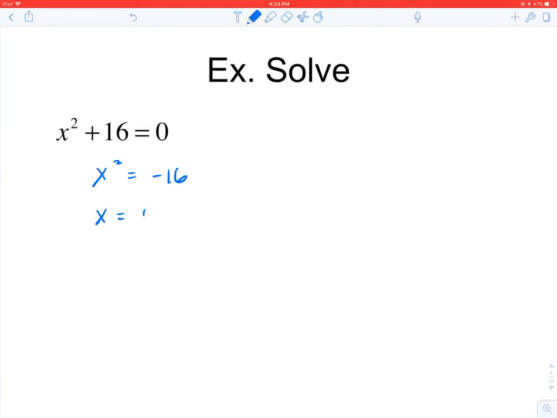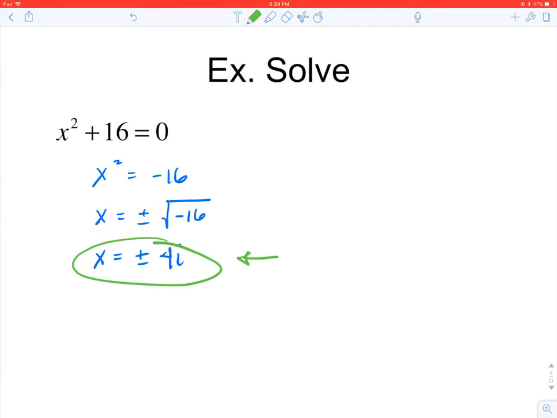And you'll see if we attempt to use the square root method here, we would get x is equal to plus or minus the square root of negative 16. Okay, this is actually an imaginary number. When we were talking about simplifying radicals, we talked about this. This would actually simplify to plus or minus 4i, okay, but these are imaginary solutions to the equation.